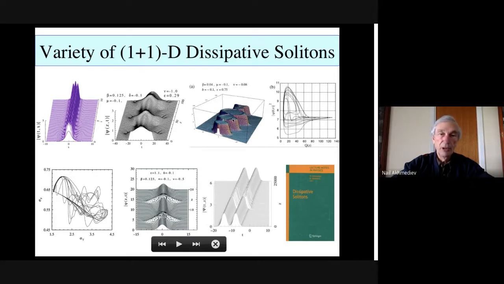Then another type of solution, it's also pulsating, but pulsating not periodically. It pulsates chaotically, let's put it this way. If we plot the energy, for example, energy along the horizontal axis and the maximal amplitude, maximal intensity along the vertical axis, then we would have a trajectory in this plot, in this phase space.